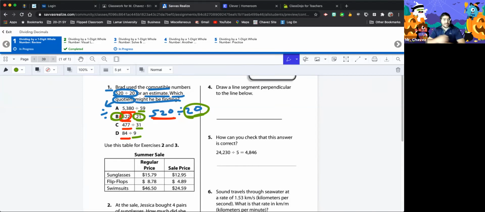Because that's all estimation is. Estimation is which is the closest number. It may not be exactly, but they're closest to the real numbers. That's all it is. So be sure for number 1 that we mark letter B. You see how easy that was? Super easy.